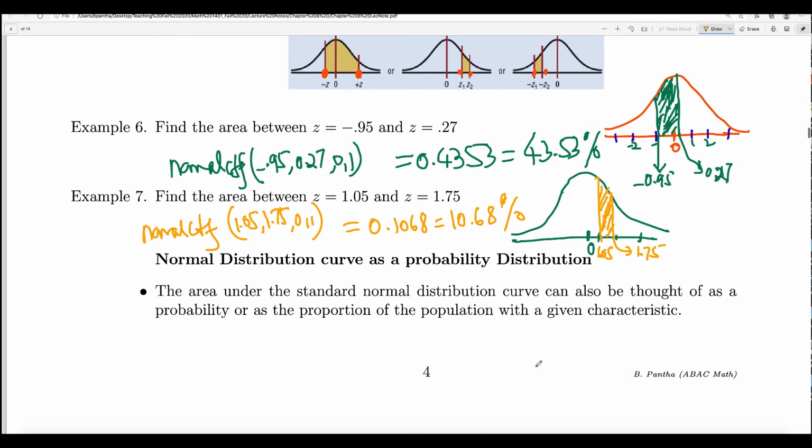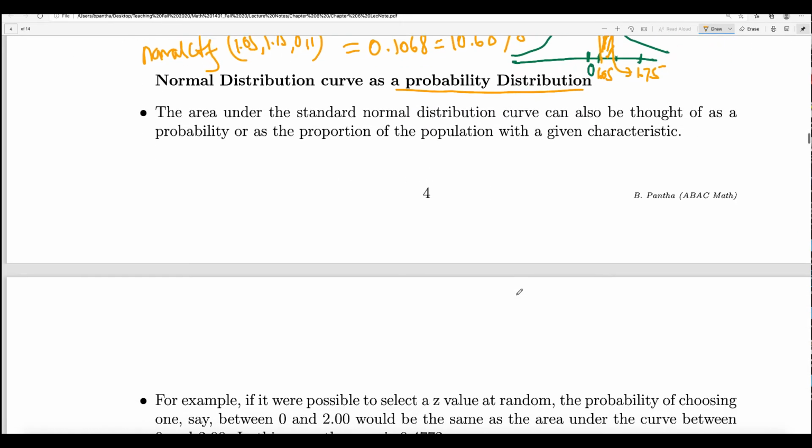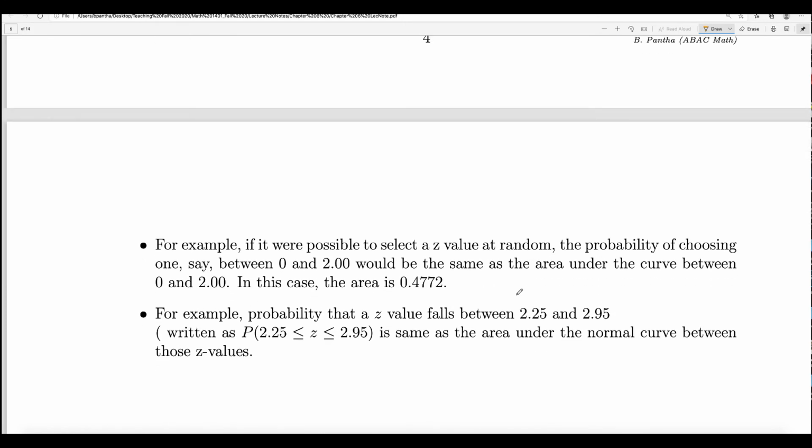Okay, now, the area under the normal distribution curve can be used to find out the probability distribution. The area under the standard normal distribution can also be thought of as a probability or as the proportion of the population with a given characteristic. Let us see that. For example, if it were possible to select a G value at random, the probability of choosing one of the G values, say between 0 and 2, would be the same as the area under the curve between 0 and 2. In this case, the area will be 0.4772.